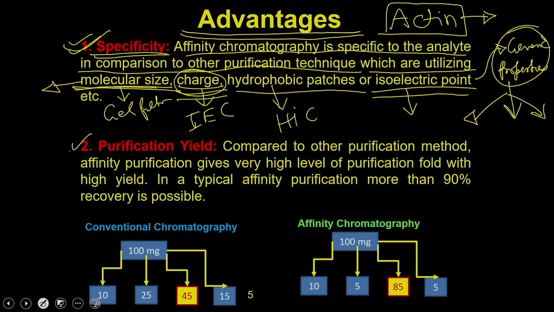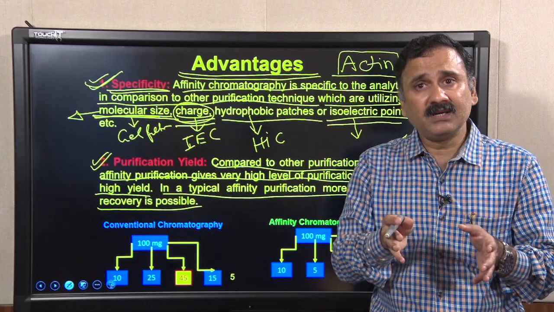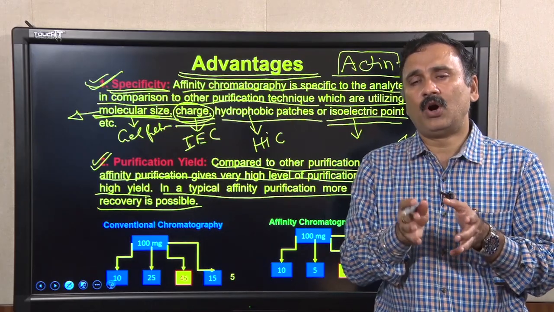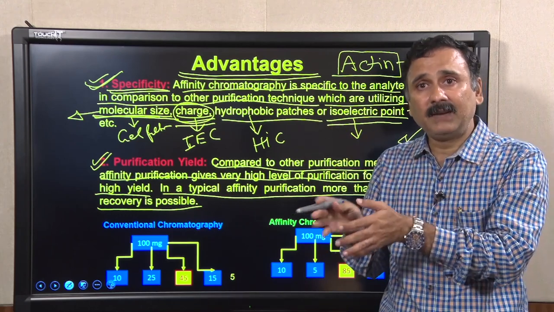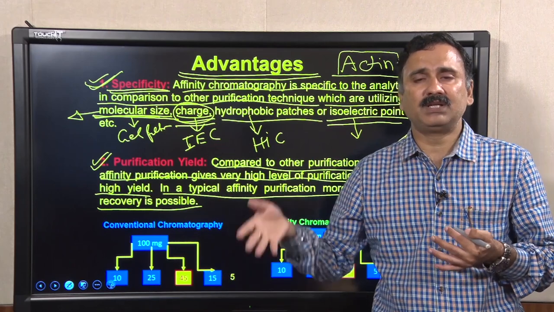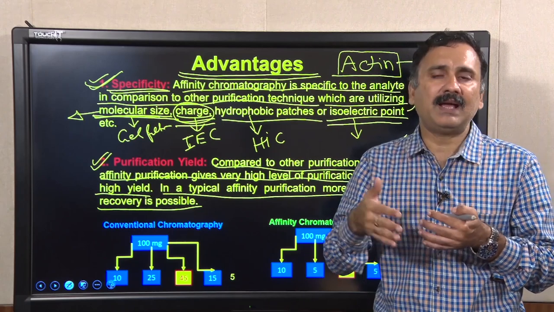The second is the purification yield. Compared to the other purification methods, affinity chromatography gives a very high level of purification fold with a high yield. In a typical affinity protocol, more than 90% recovery is possible. What is meant by purification yield is this: suppose you started with 100 milligrams of crude extract, or your molecule is present as 100 milligrams in the beginning, and at the end of the purification, whatever amount of purified protein you get is called the purification yield.